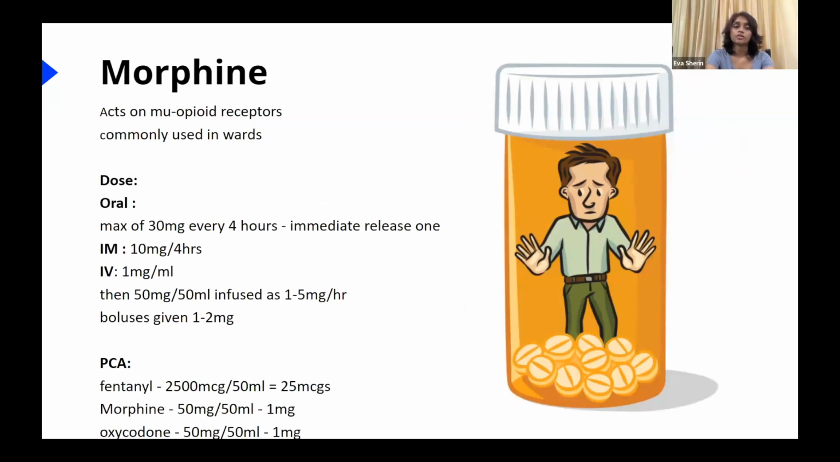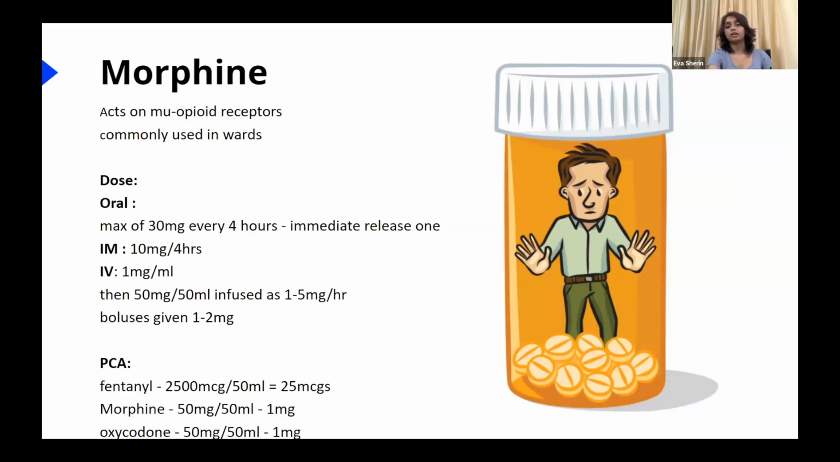Morphine also acts through opioid receptors and is more commonly used in wards. Like I said, it's not as effective as fentanyl, so it goes up on the pain ladder. Morphine is more on the lower aspect. With morphine, you can give a maximum of 30 milligrams every 4 hours. And this is the immediate release one.